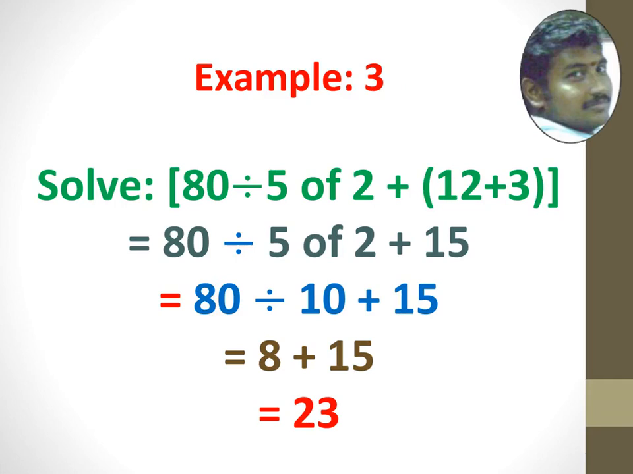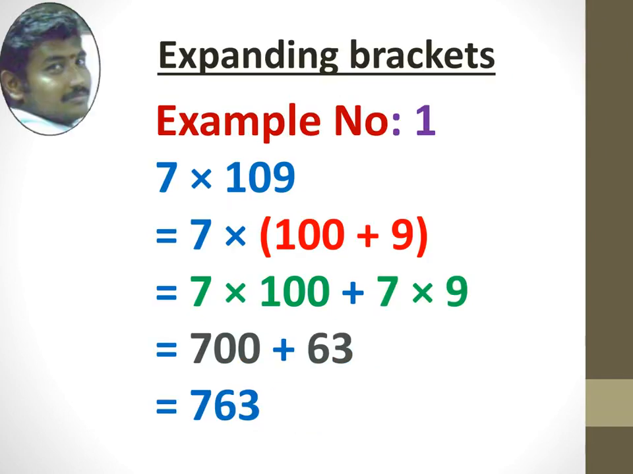The same way here. 80 divided by 5 of 2, plus (12 plus 3). First inside the bracket you solve. 12 plus 3 is 15. Then of: 5 into 2. Of means into. 5 into 2 is 10. Then 80 divided by 10 is 8. 8 plus 15, 23. Hope you understand how we are proceeding.